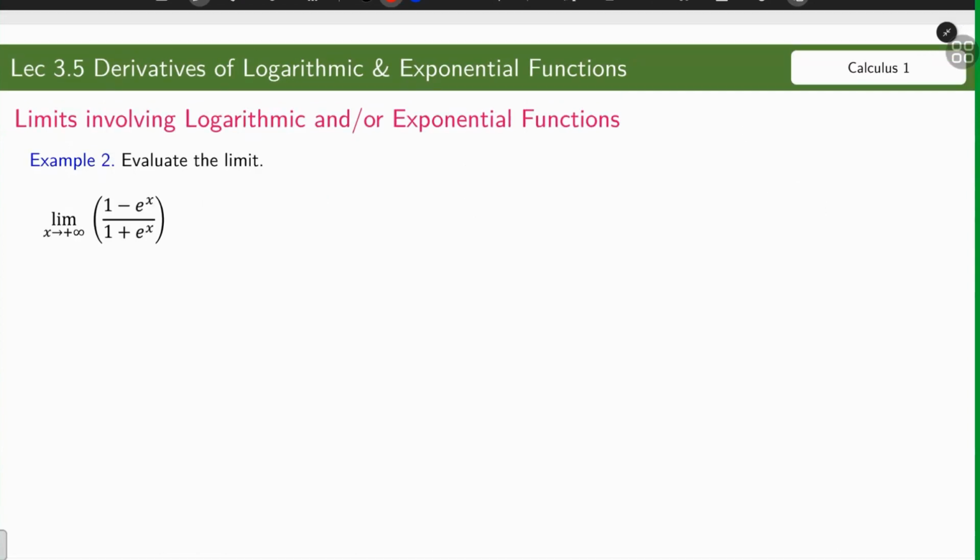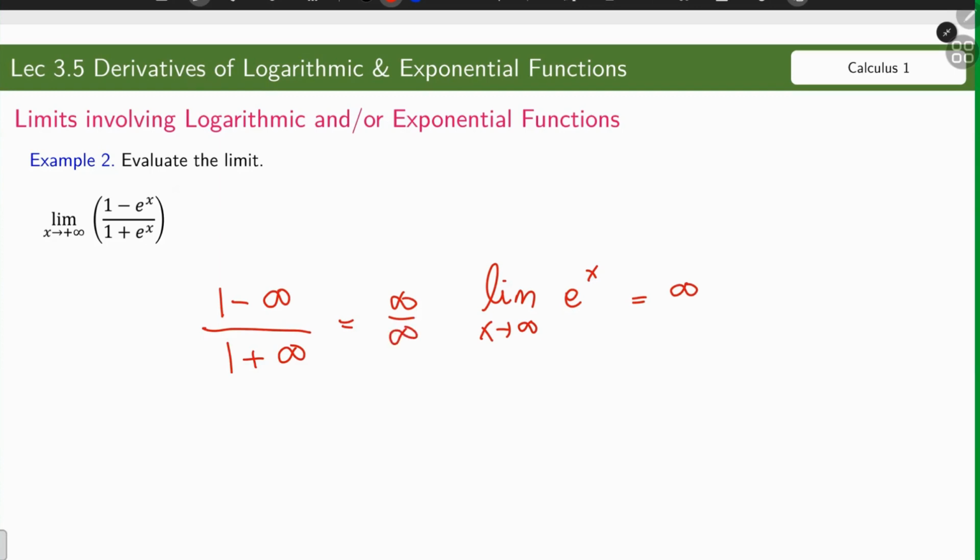Number 2, the limit of the quantity 1 minus e raised to x all over 1 plus e raised to x as x approaches positive infinity. So take note that we are not going to substitute infinity to the x here because that would be infinity. The limit of e raised to x as x approaches infinity is equal to infinity. And there will be no sense if we will have here 1 minus infinity all over 1 plus infinity. Walang sense. So this would become infinity over infinity, an indeterminate form.